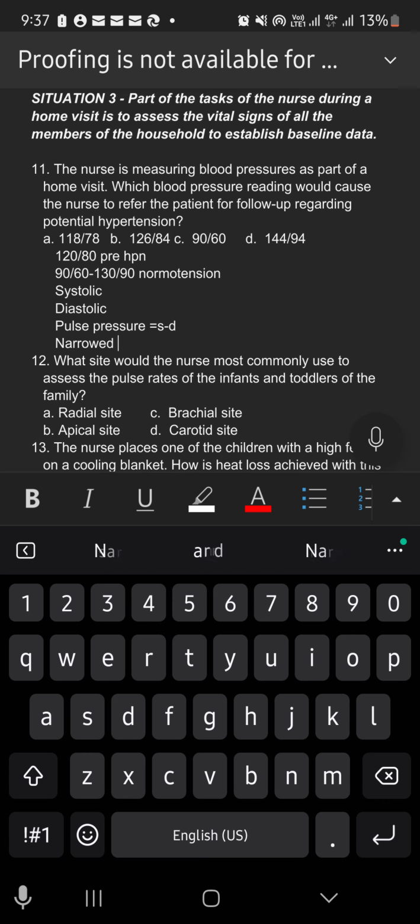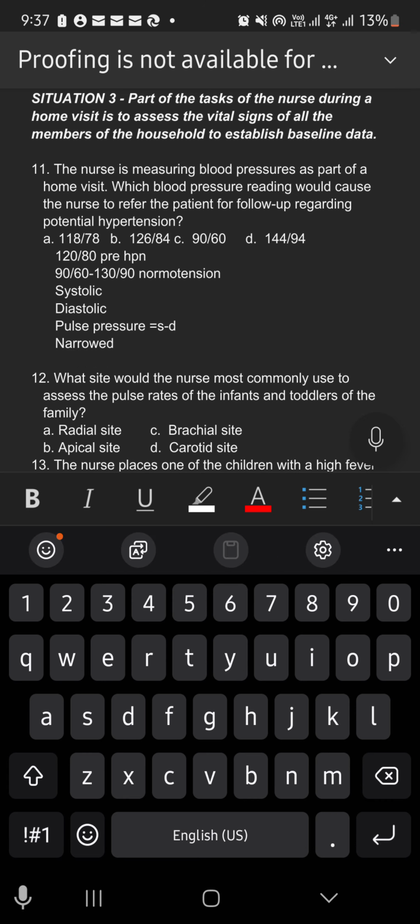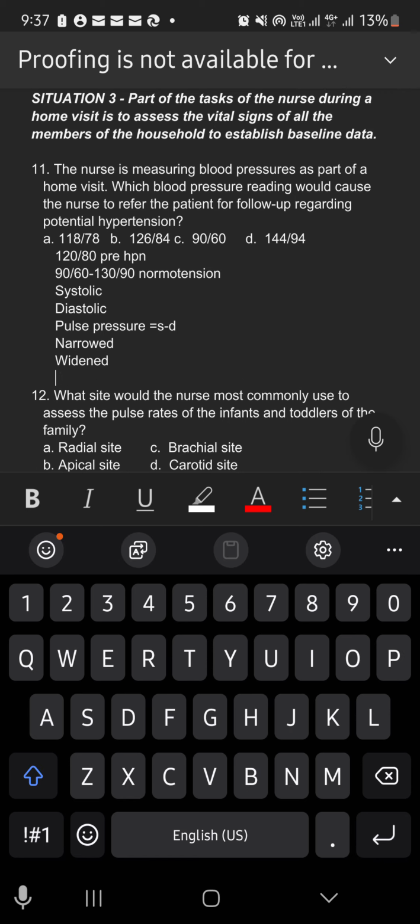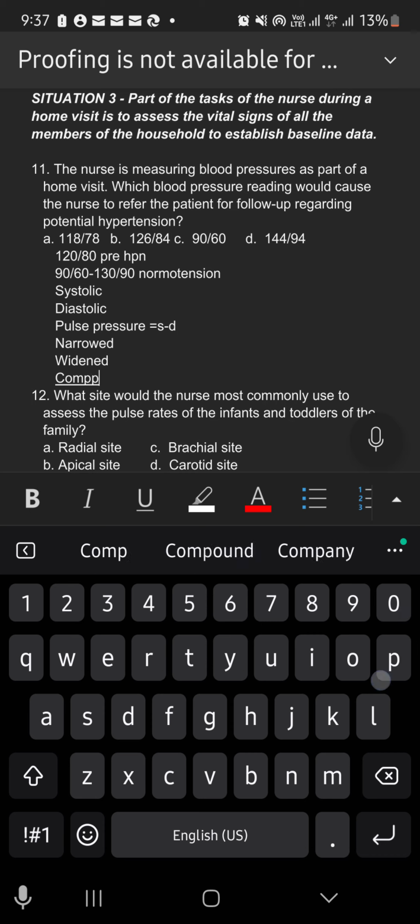Alright, go back. When I say pulse pressure, what we're going to consider here is whether the result could be narrowed or widened. Why is it very important, Nurse Jane? Because that is already a complication. And every complication, take note, you need to refer to the physician. Notify the physician for every complication.